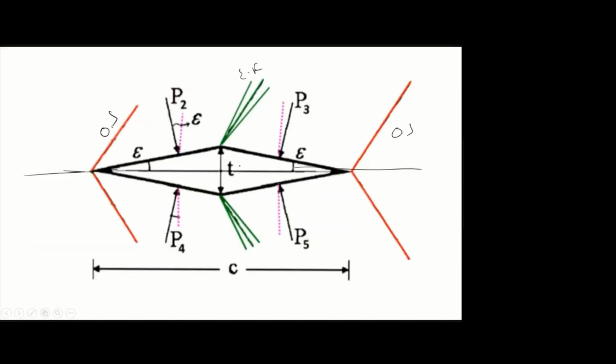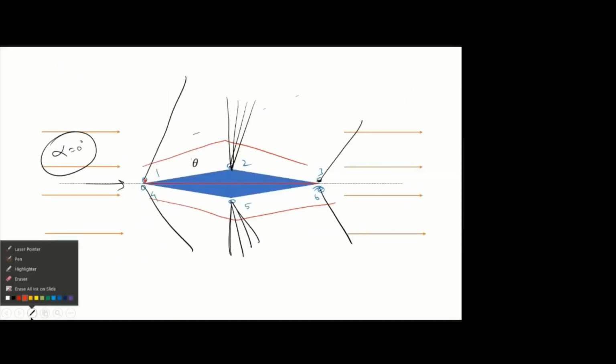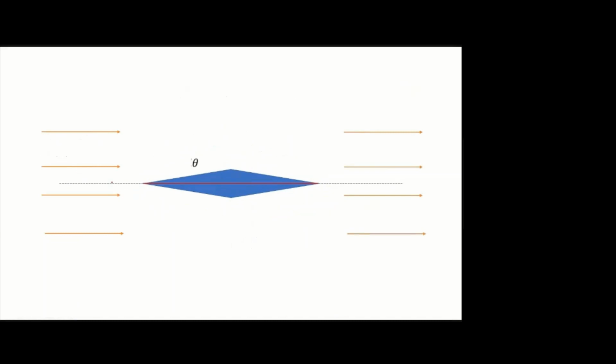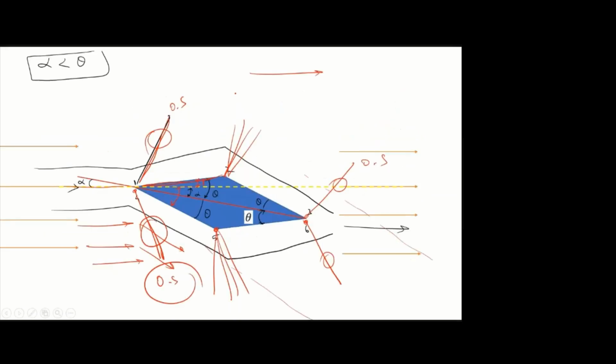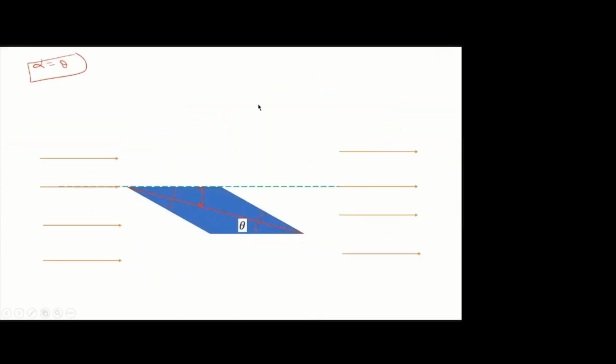So previously I have taken alpha is 0. Always you have to measure alpha with respect to this chord line. Don't take these sides. It has to be measured with respect to this chord line. So here alpha is 0. Next case is alpha less than theta. Here alpha is equal to theta. So here this is the flow direction. Now, what is the wave we will get here?